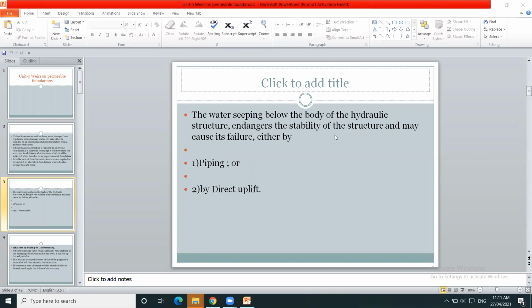The dam may overturn or sliding may occur. The dam may fail due to seepage failure. Failure may occur in the case of an earthen dam due to piping failure or due to direct uplift. Due to uplift pressure, the dam may fail, or due to piping of the dam. These are the various types of failures that we have already seen in the earthen dam.